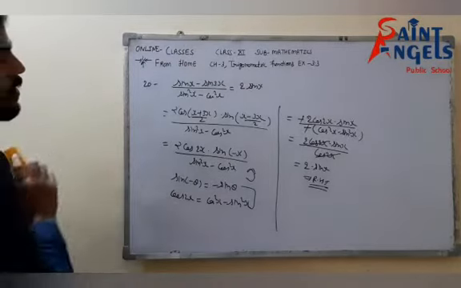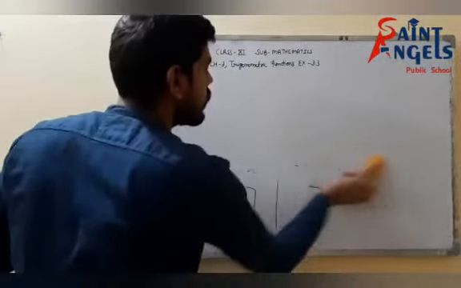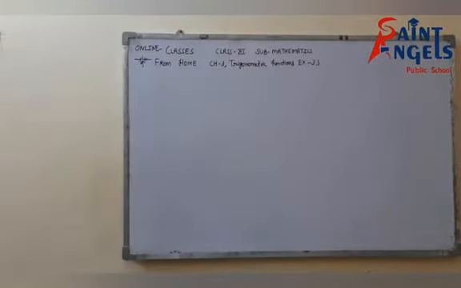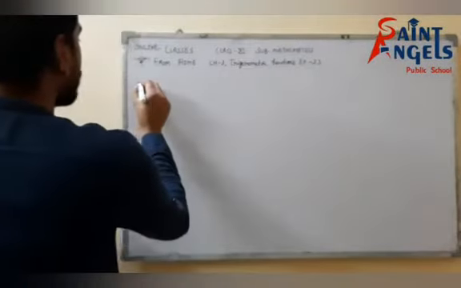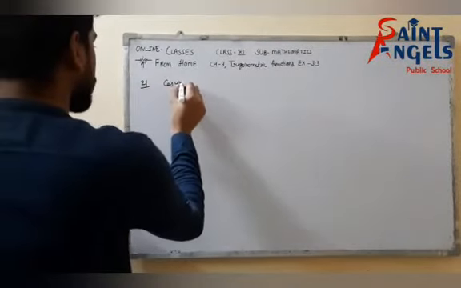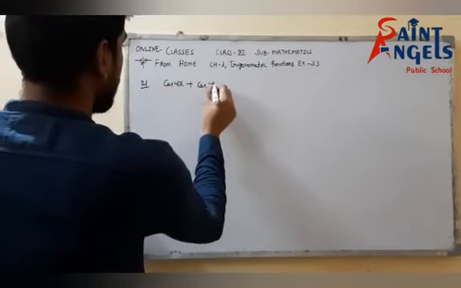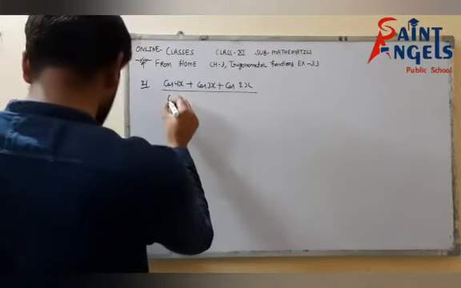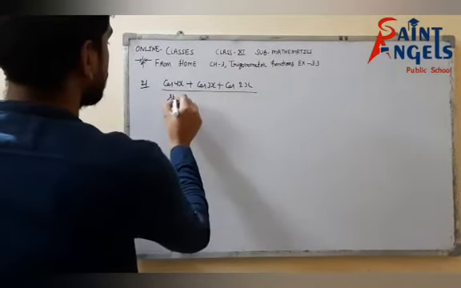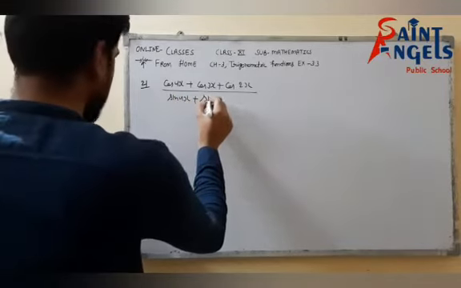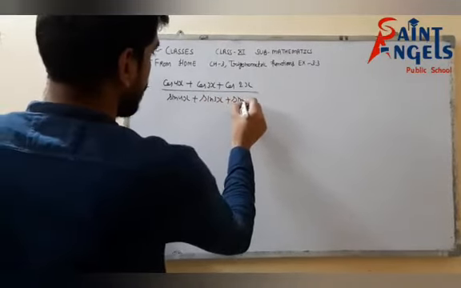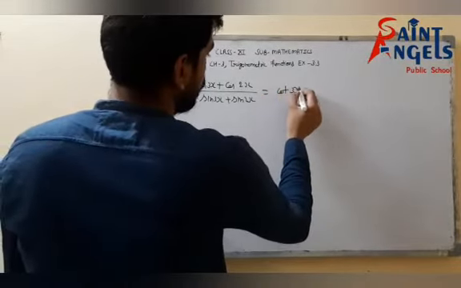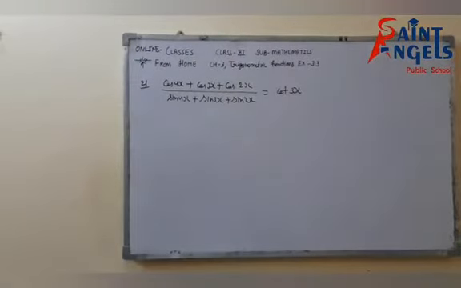Okay, so I'm just roughing it. Now look at question number 21. 21 says that we have to prove cos 4x plus cos 3x plus cos 2x upon sin 4x plus sin 3x plus sin 2x equals cot 3x. So that we have to prove. Okay, so now I'm taking LHS.